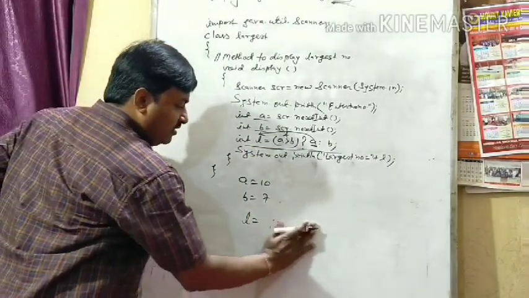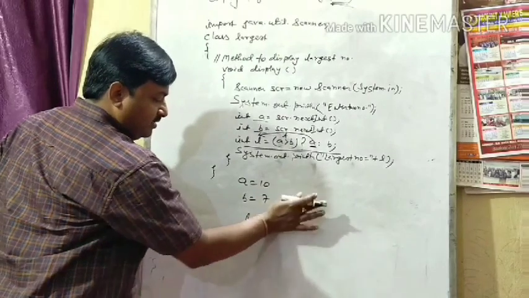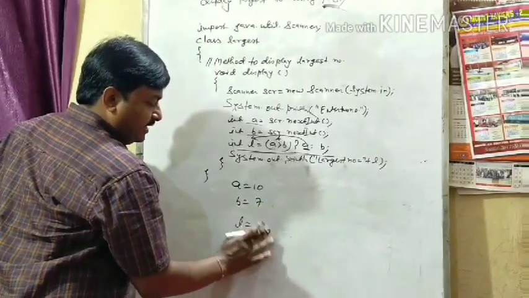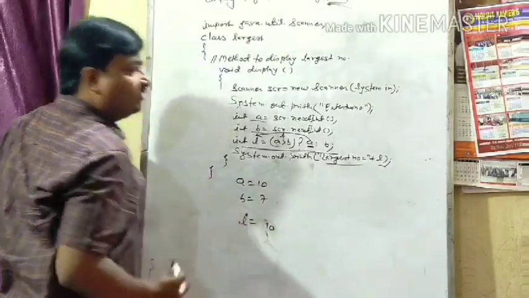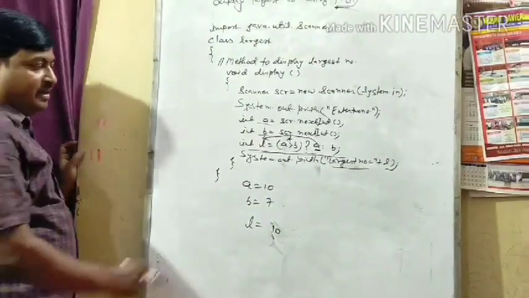Therefore L will store 10, because 10 is the largest number and the largest number is equal to L. This way the largest number will be printed.